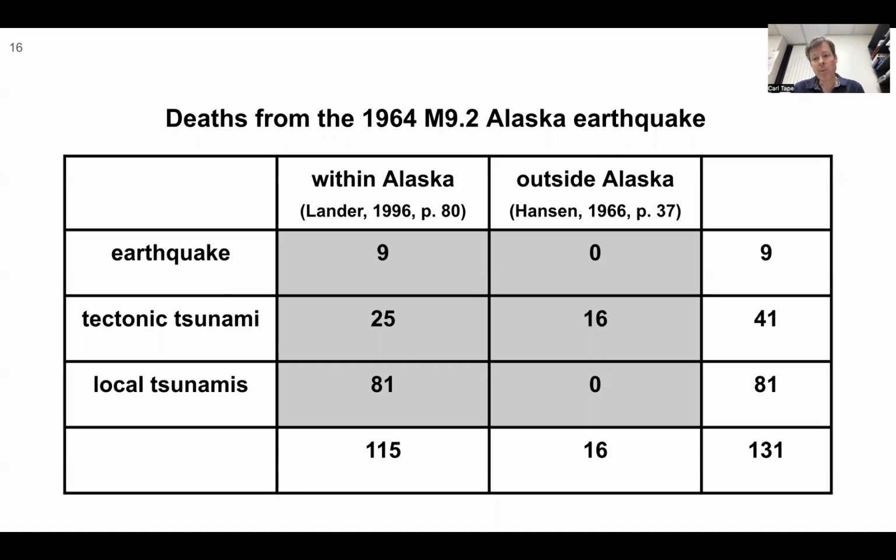The tsunamis that propagate far from the source can cause deaths far away. So we have within Alaska deaths from earthquake shaking, the tectonic tsunami, the one of the static seafloor lifting up, and the local tsunamis, which we'll see later, caused by submarine landslides in the fjords of Alaska. And outside of Alaska, all the deaths were due to the tectonic tsunami waves hitting Oregon and California. So we can see this breakdown here.